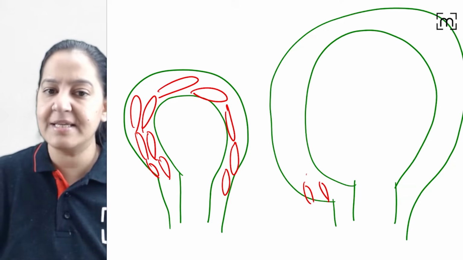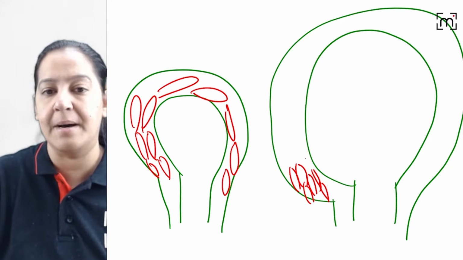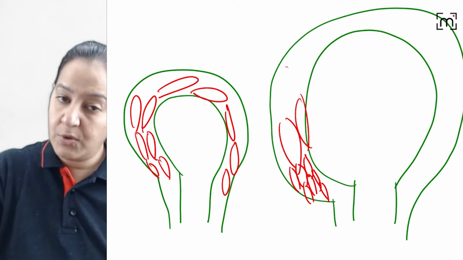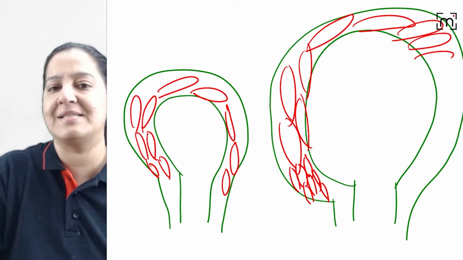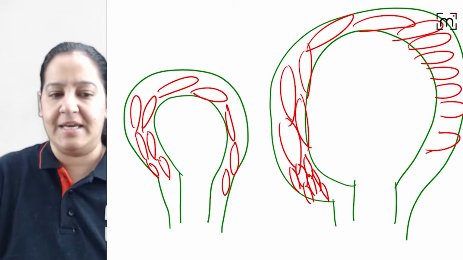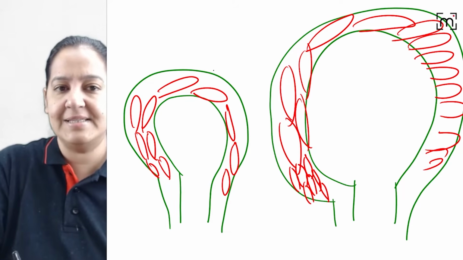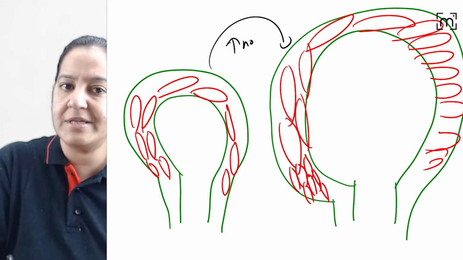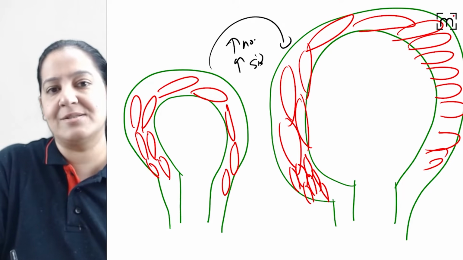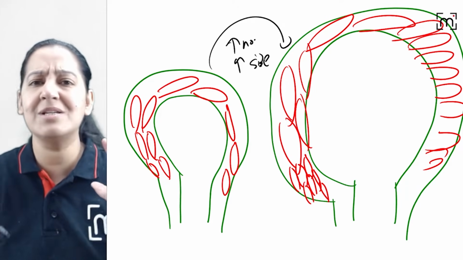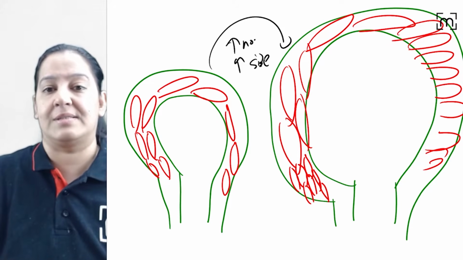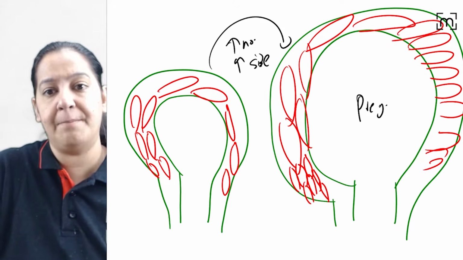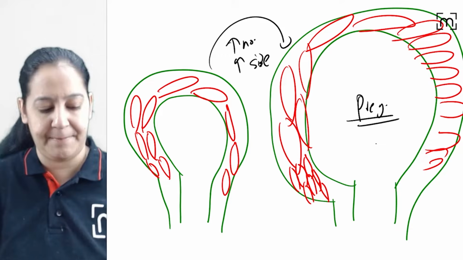Now here the cells in the myometrium will increase in number as well as size. So I am saying that pregnant uterus is an example of hypertrophy as well as hyperplasia. If you count the number of the cells here, the number is also increased, and the size is also increased. So the diagram is just for the sake of understanding. You got my point? So the pregnant uterus is an example of hypertrophy as well as hyperplasia.